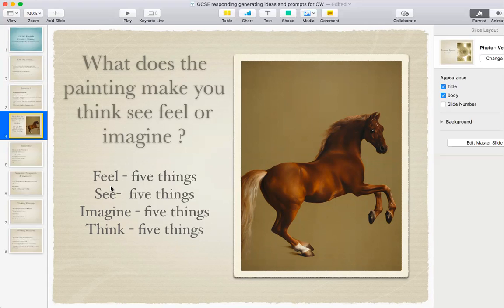I want you to try and find 5 things that you feel when you look at the painting, 5 things that you see, and 5 things that you imagine. Imagine could be anything. And then 5 things that you think. Now, the key to this is to go with your first thought. Don't judge your thought. You must get it down, all right? Okay, so I'm going to move on to the exercise.